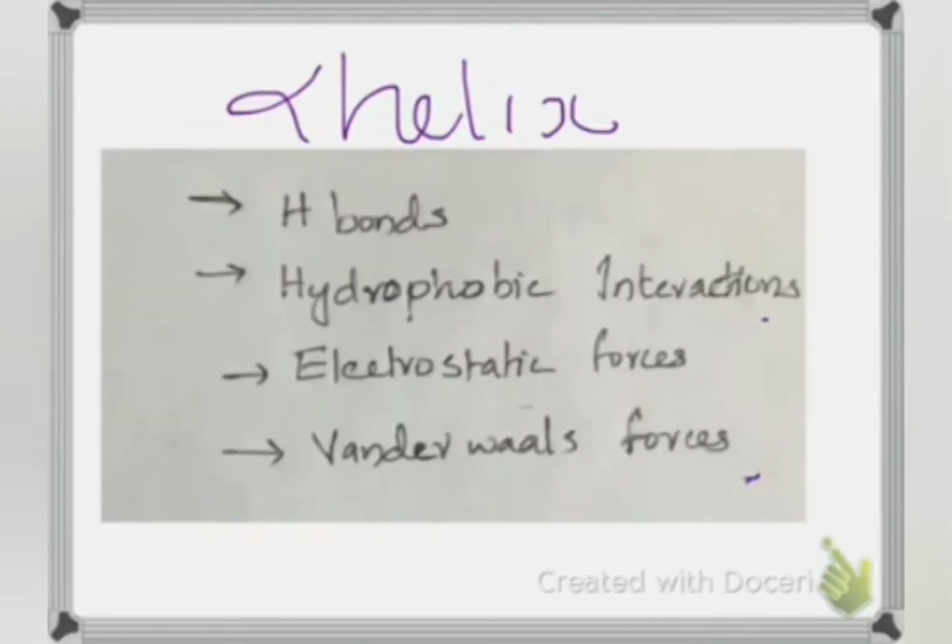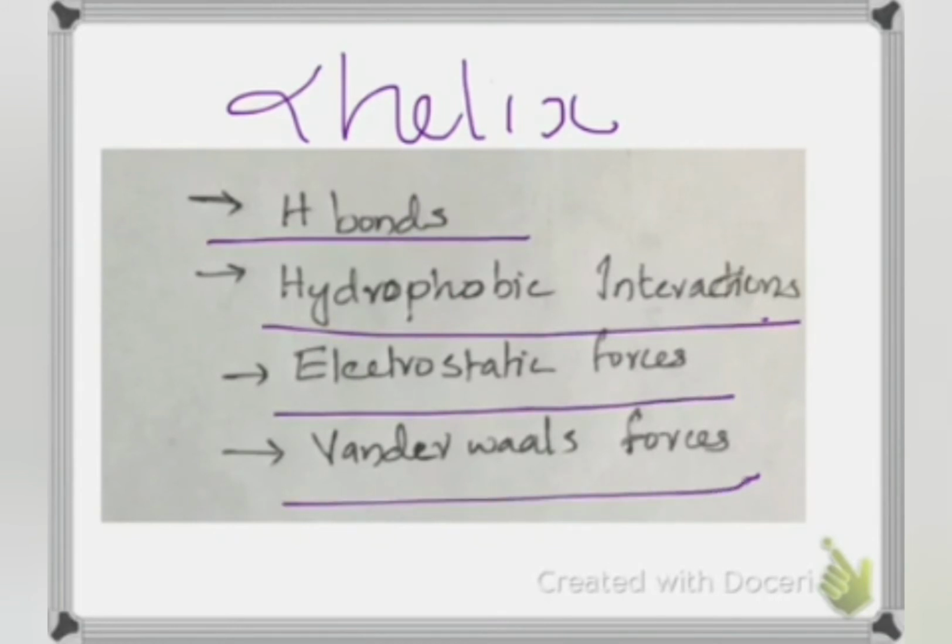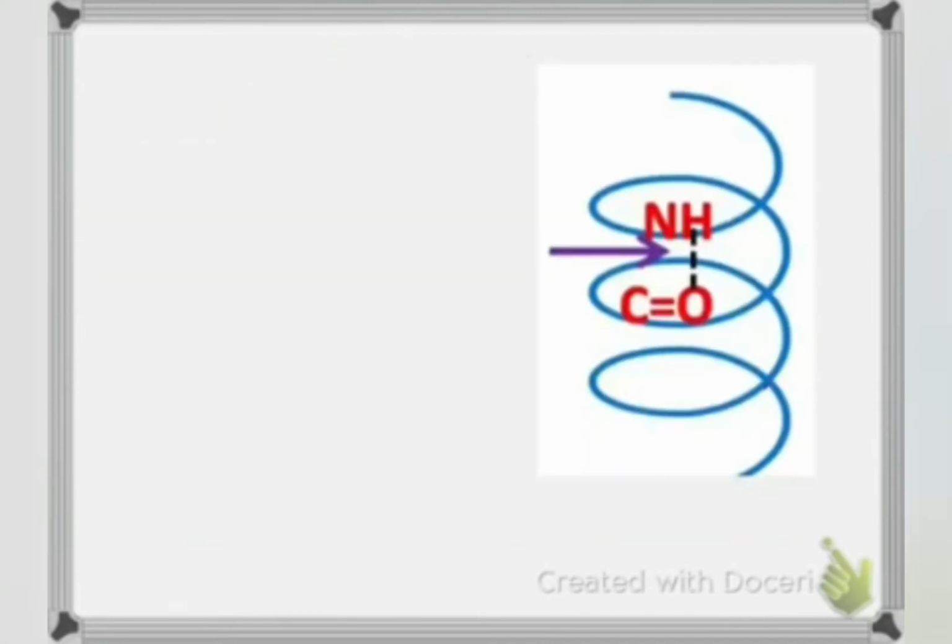Alpha helices are stabilized by hydrogen bonds, hydrophobic interactions, electrostatic forces and van der Waals forces. The alpha helix is a common secondary structure and the most stable conformation. This is the structure of an alpha helix.